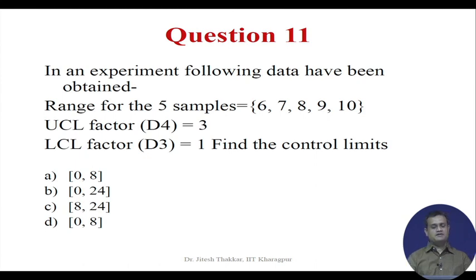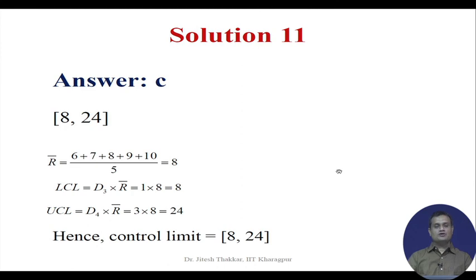Question 11. In an experiment, following data have been obtained. Range for the 5 samples is 6, 7, 8, 9, 10. UCL for factor D4 is equal to 3. LCL for factor D3 is equal to 1. Find the control limits. So, you can compute it easily.